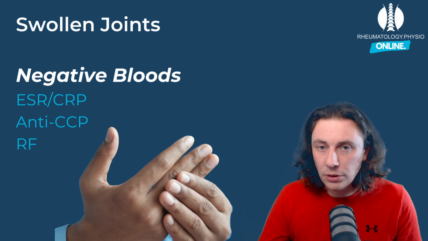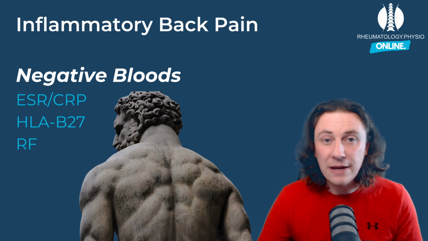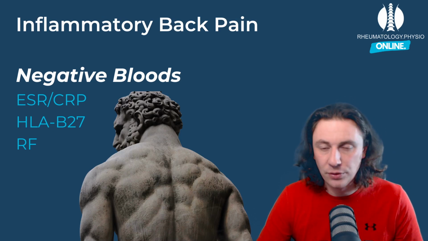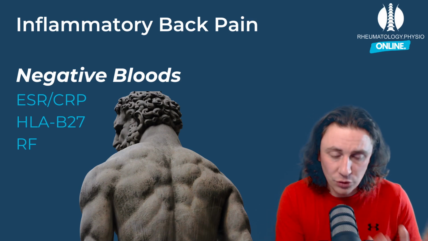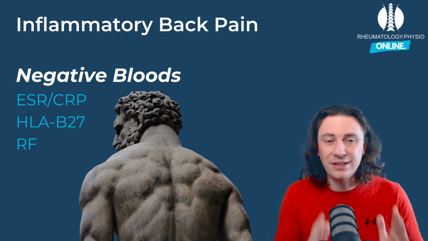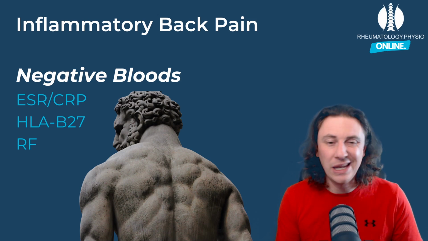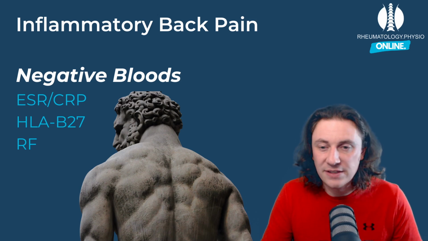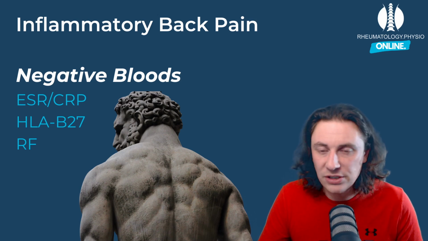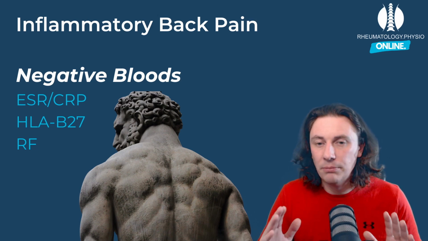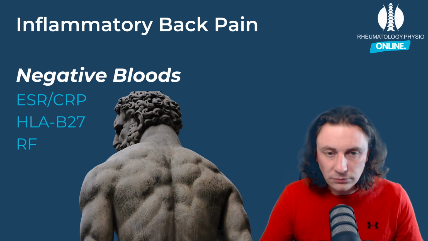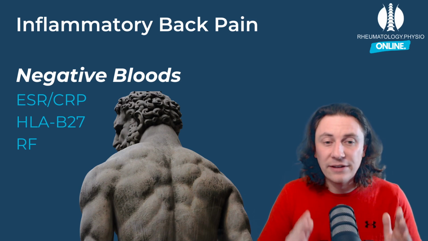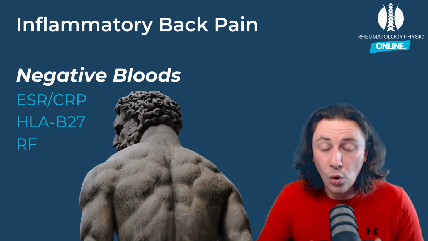Okay, so we're going to move on to inflammatory back pain now. So this is a really common one where we've talked a bit about rheumatoid arthritis, and with anti-CCP at 95%, the false negative rate is low. If you add a family history in, it's just not going to come back negative. So it does make life a lot easier. But with inflammatory back pain, we're going to get a lot more false negatives.